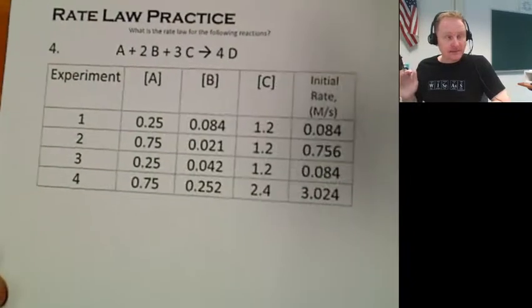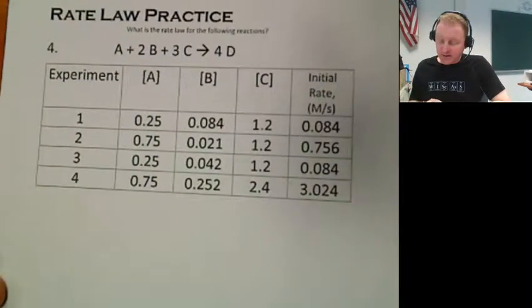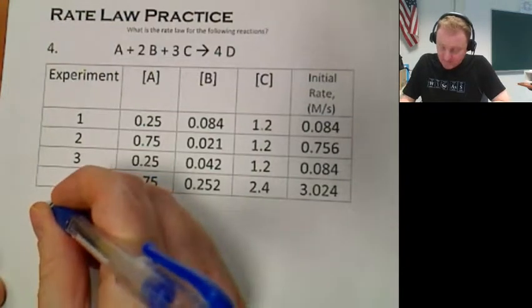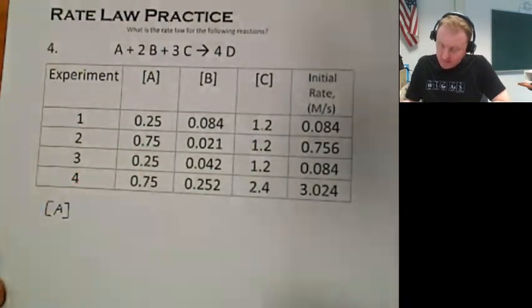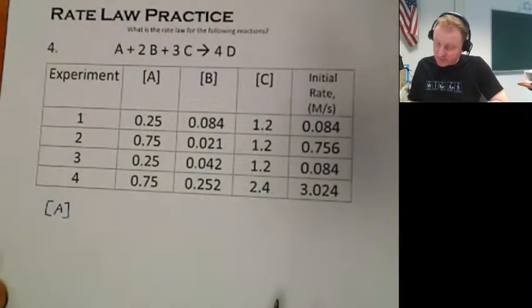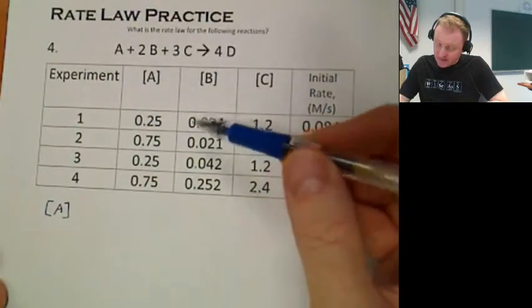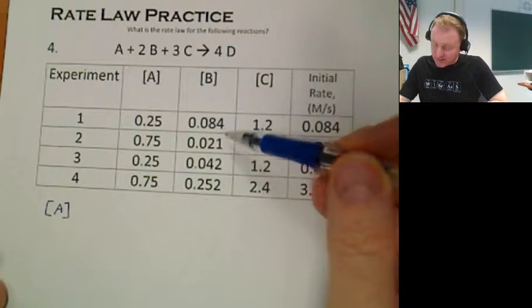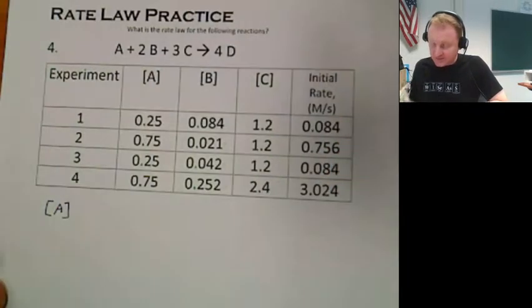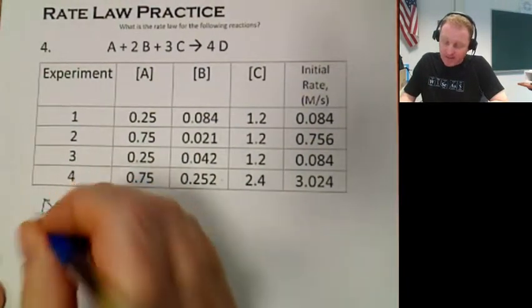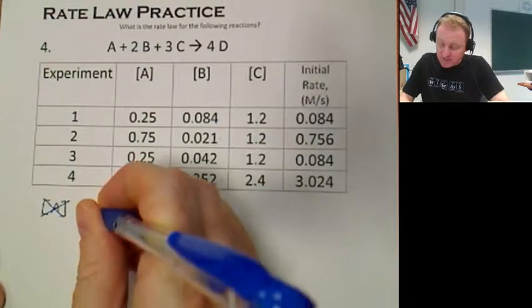So let's do this one. Let's make sure we can work this one out together. For reactant A, I want to see when A changes but the other concentrations do not change. So looking at A, I see, wow, look at B. It's changing, it's changing, it's changing, and it's changing. B isn't staying very good. So you know what I'm not going to do? I am not going to do A first. I'm going to do B first because B looks problematic.